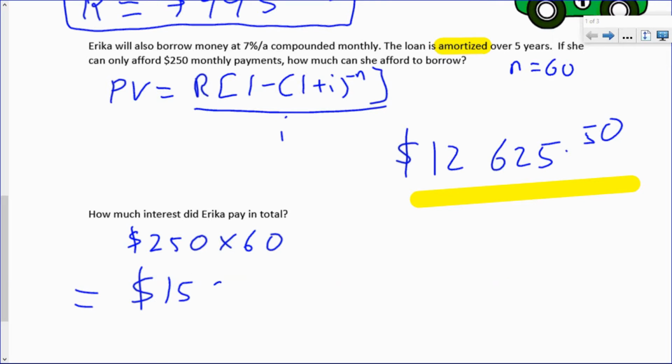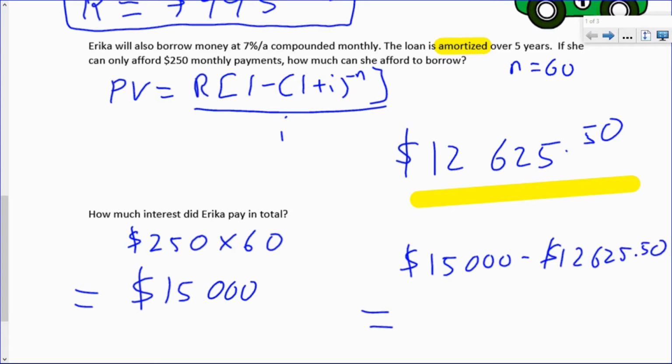Sorry, $15,000. However, the vehicle itself was only $12,625.50. And so the difference between those amounts must be because of the interest. She paid about $2,374.50.